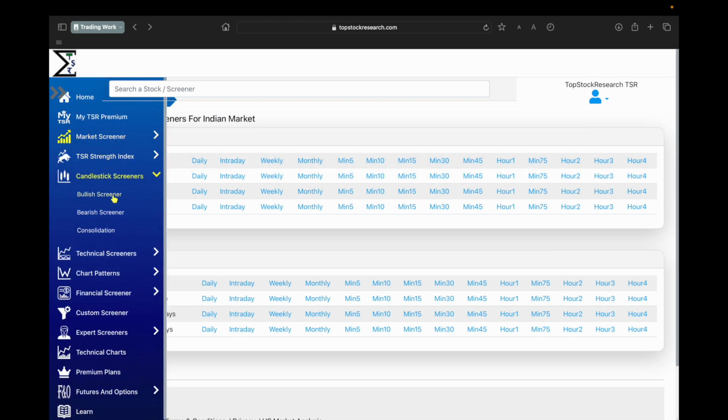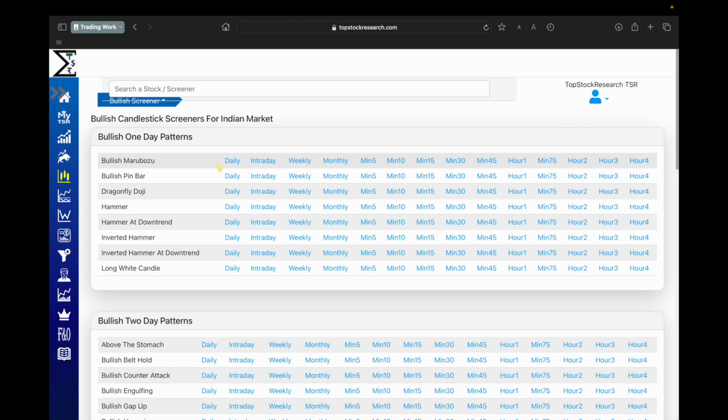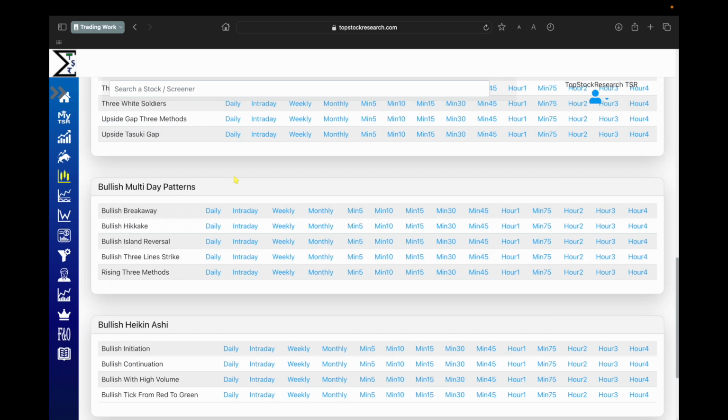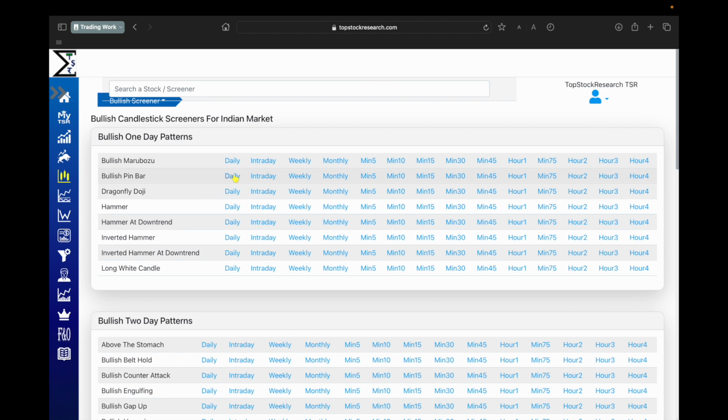If you get into the candlestick patterns, I'm going to select the bullish screener. Here you can see patterns: bullish Marubozu, bullish pin bar, dragonfly doji, hammer, and these are all single candlestick patterns, these are double candlestick patterns, these are triples, and these are multi. You can access all of this data.